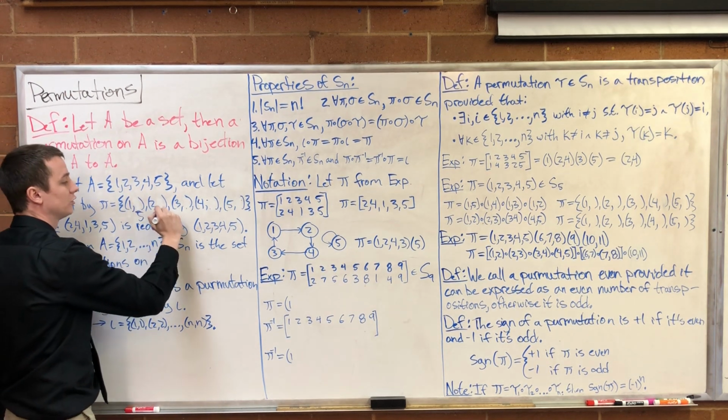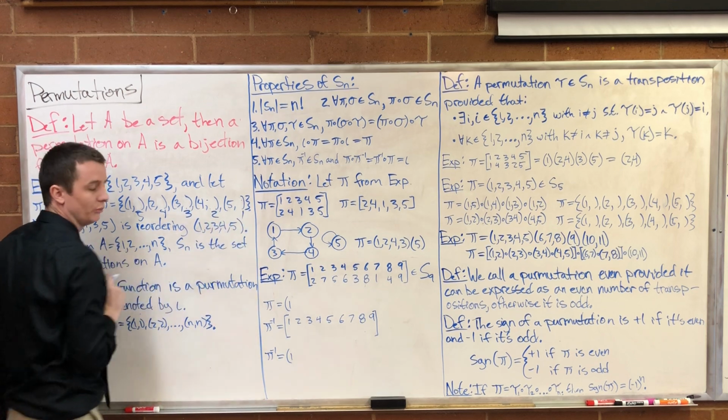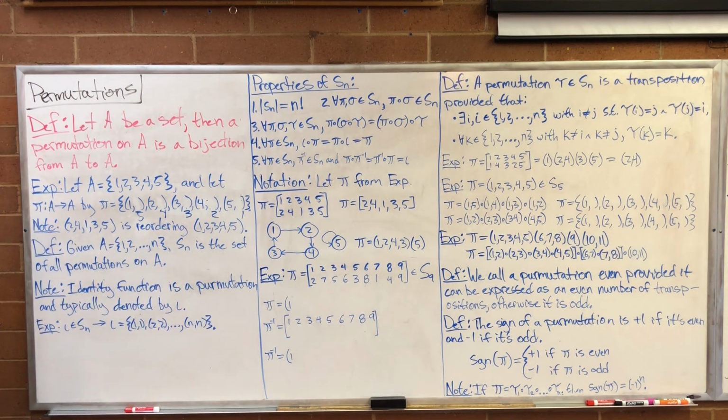So then I only have 4 options for this, and 3 options for this, and 2 options for this, and 1 option for this. So there's 5 times 4 times 3 times 2 times 1, or 5 factorial ways that we can finish this off. Right? So there's 5 factorial permutations on A.